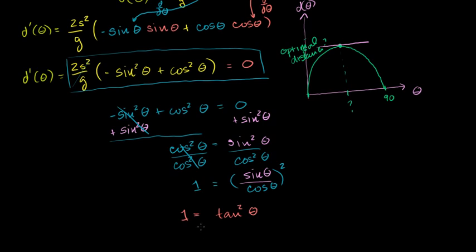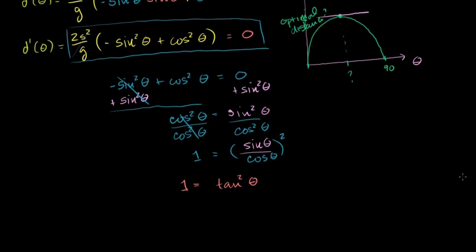Or we could take the positive square root of both sides of this equation. Tangent is positive over the interval from 0 to 90 degrees, so that's fine to do. The positive square root of 1 is 1, so 1 is equal to tangent of theta. Then you take the arctan of both sides and you get the arctan of 1 is equal to theta. This is just a fancy way of saying theta is the angle whose tangent is 1.